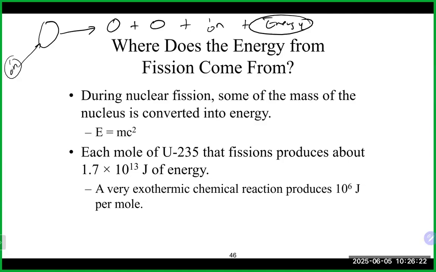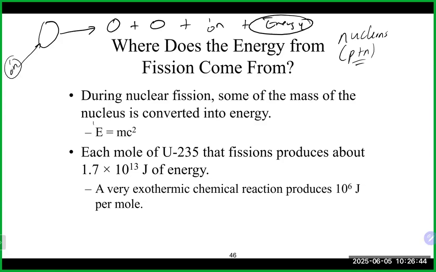Now, what happens as it goes through the fission process is there is a slight difference in the mass of the nucleons and the mass of the isotope. And remember, the nucleons are pretty much what's in the nucleus, which is your protons and your neutrons. So this slight difference in mass actually does get converted into energy.